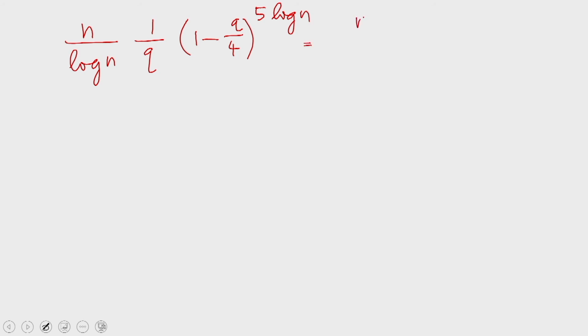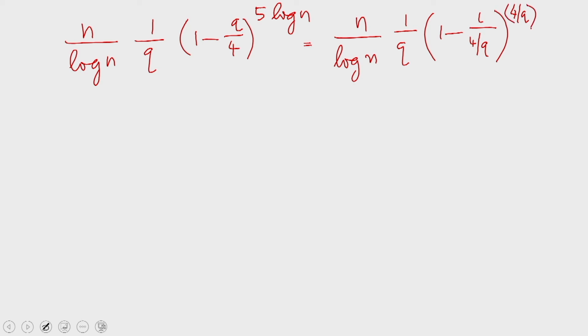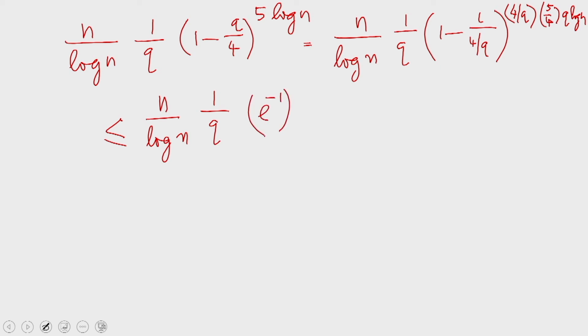So, this is nothing but n by log n times 1 by q times 1 minus 1 by 4 by q power 4 by q times 5 by 4 q log n, which we know is less than or equal to n by log n times 1 by q times e power minus 1 the whole power 1.25 q log n.